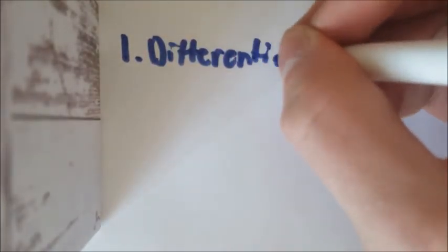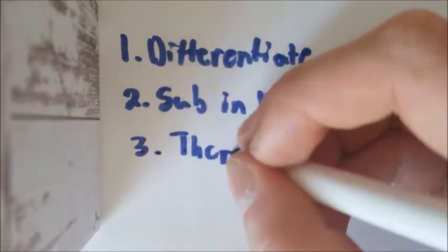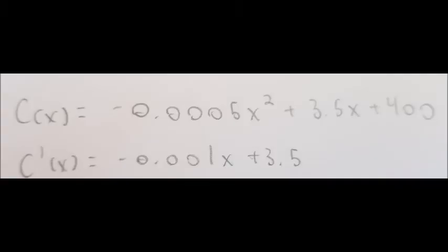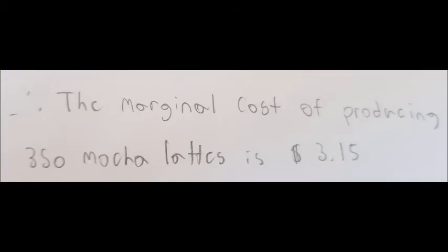To solve this problem, we will first need to differentiate the cost function, sub in the value of the number of mocha lattes, and then write a therefore statement. Using the grade 12 calculus concept of the power rule that we utilized earlier, we can find the derivative of the function. Once we have the equation, we can substitute in the number of mocha lattes being produced. Then, once we have that value, we can write a therefore statement.